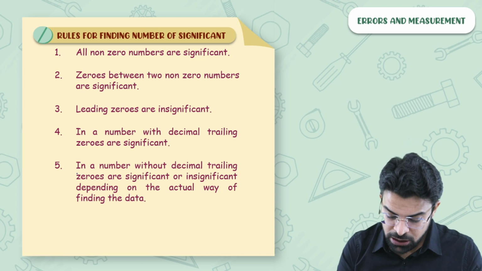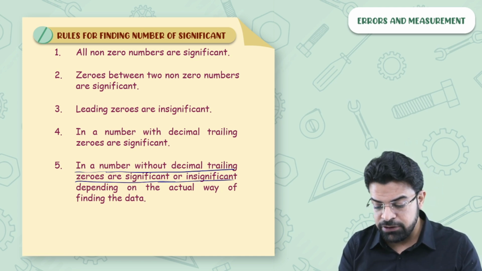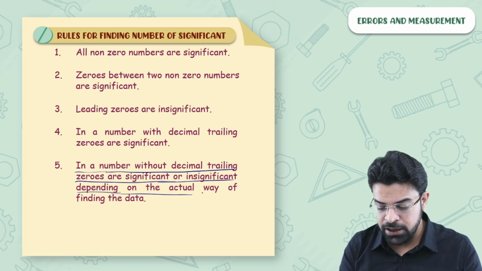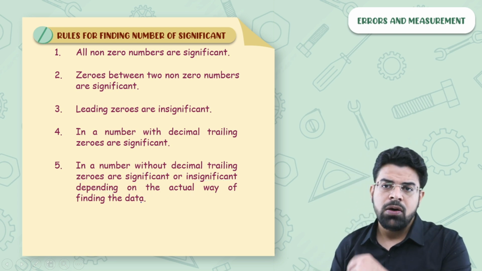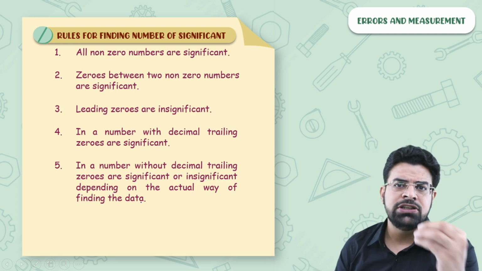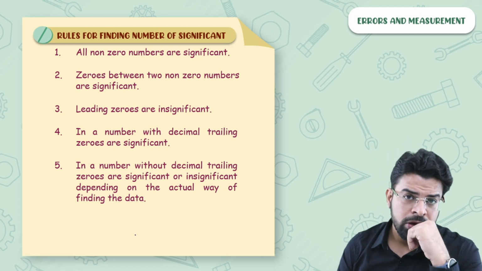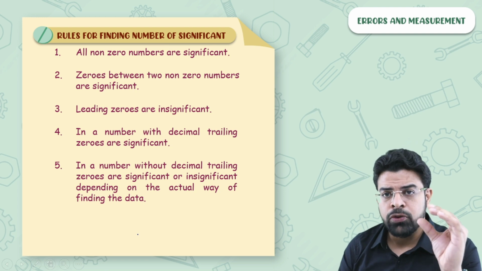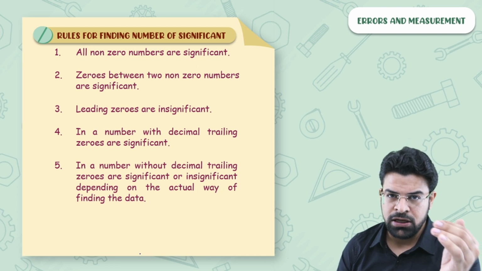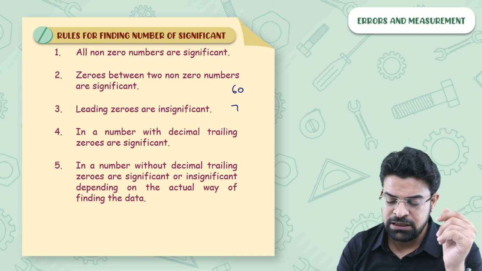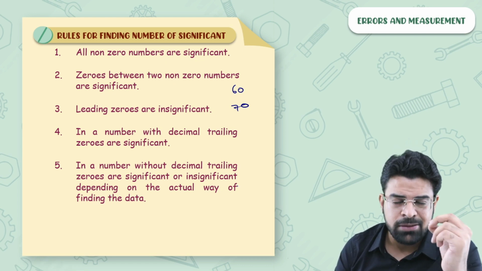The next rule: in a number without decimal, trailing zeros are significant or insignificant depending on the actual way of finding the data. Now, why do we sometimes treat the trailing zeros as significant and sometimes as insignificant? This comes from the habits of human beings. If I ask any kid how many students are there in your class, they will say 60, 70. They love to round it off. They do not tell the exact number because they do not know.